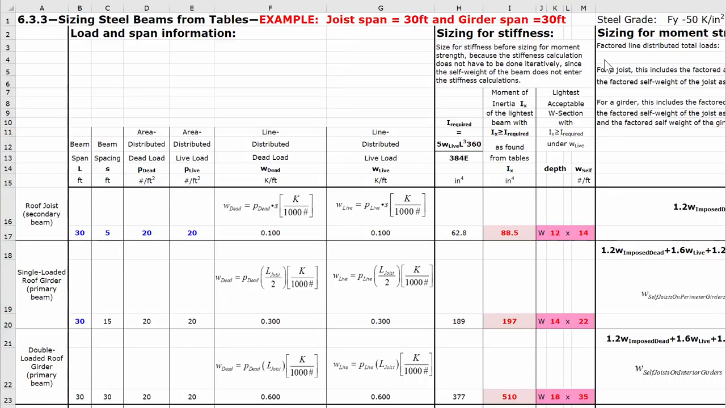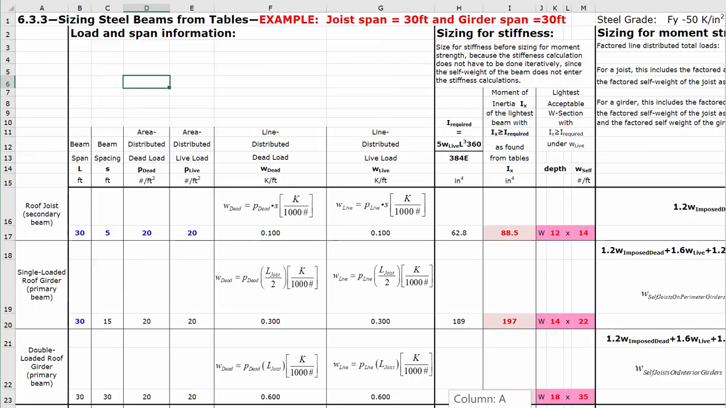We subsequently went from there to sizing for stiffness. So we calculated an I required in the case of each of these beams. Then we found the lightest section that had an I value at least that high. I'll remind you that the moment of inertia is the technical quantity that represents the stiffness of the cross section, or I for the beam. So we sized all of those, and now we're going to use this weight for the joist and that weight for the perimeter girder or the single loaded girder, and this weight for the double loaded girder as the starting point for the next step.